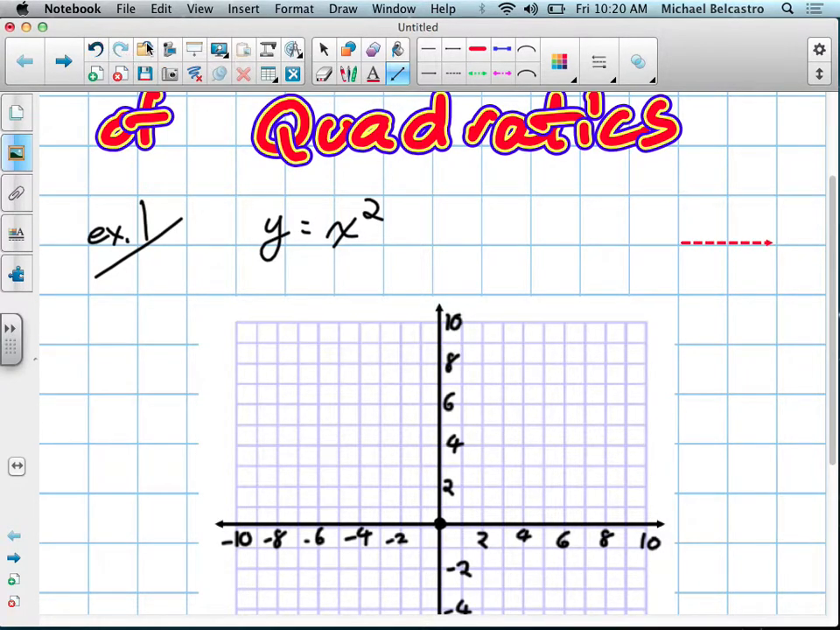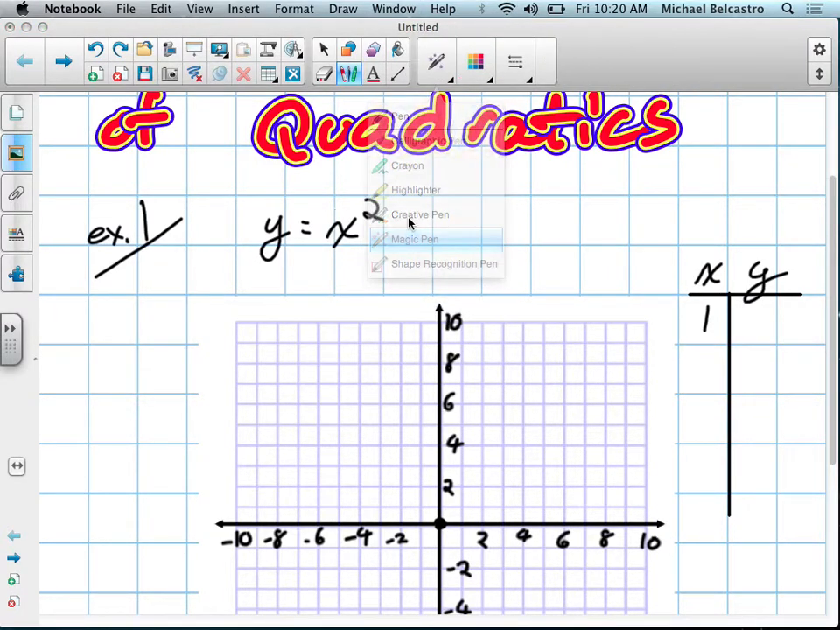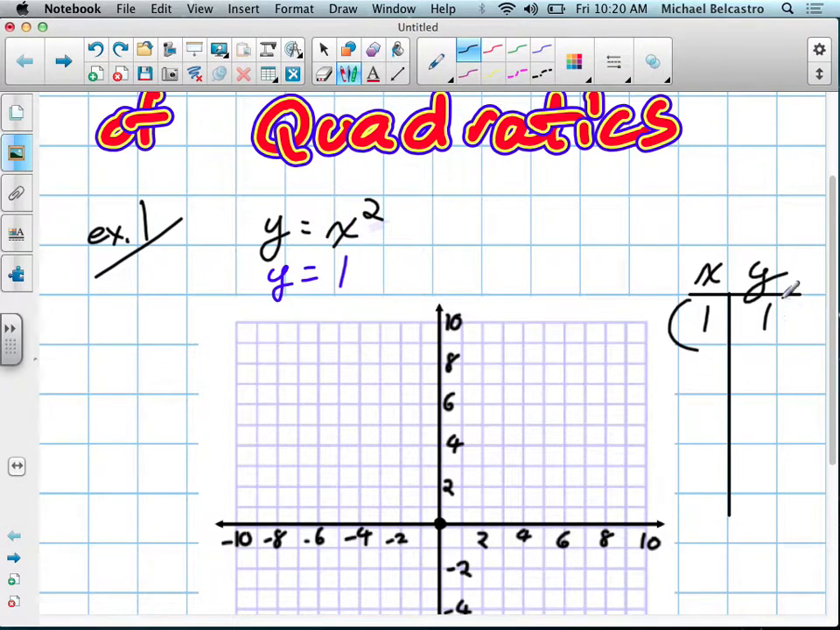There we go. We'll make a small table on the side here, just so you guys realize what we're doing. These are our x values and our y values, okay? So let's say we plug in x as 1. If I were to put 1 for x in this equation, what is 1 squared? So y will be equal to what? 1. Good. So that means we're going to have a coordinate at 1 and 1.